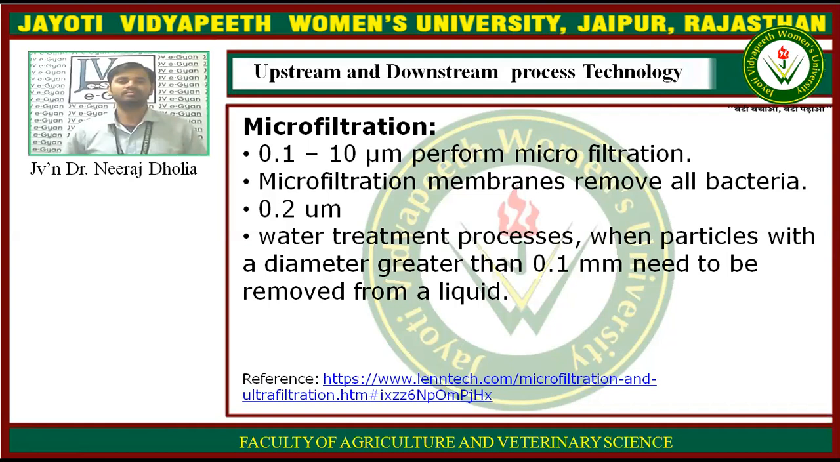Generally, microfiltration membranes remove all the bacteria, because bacteria are somewhat larger than viruses, and viruses have a lesser size. If we use a 0.2 micron filter, it can remove the viruses also. This is generally used for water treatment processes, when particles with a diameter greater than 0.1 mm need to be removed from a liquid.